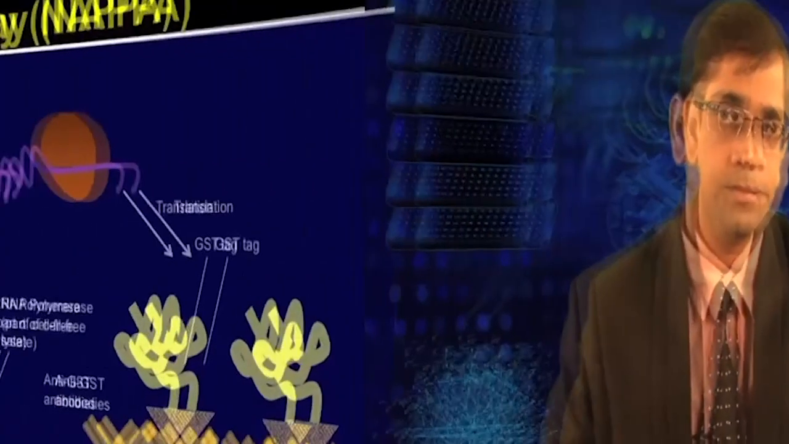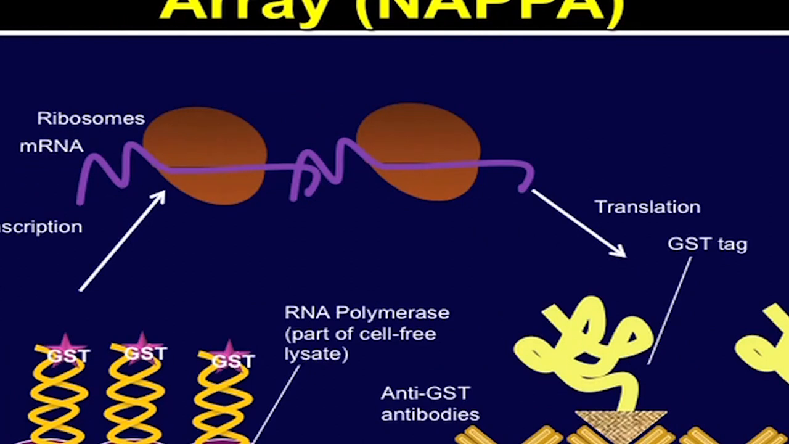The next requirement is activation of the chip by adding cell-free expression system. The cell-free expression system, such as rabbit reticulocyte lysate, amino acid mixtures, T7 polymerase, RNase inhibitor, etc. are added on the chip surface, which contains these spots. After incubating these arrays at 37 degrees for 90 minutes, the temperature is lowered to 15 degrees. This process helps the protein expression and protein capture.